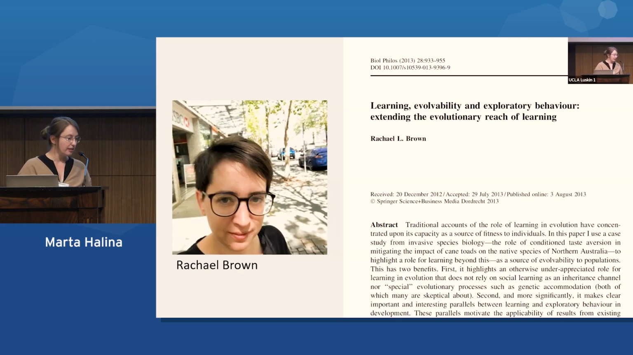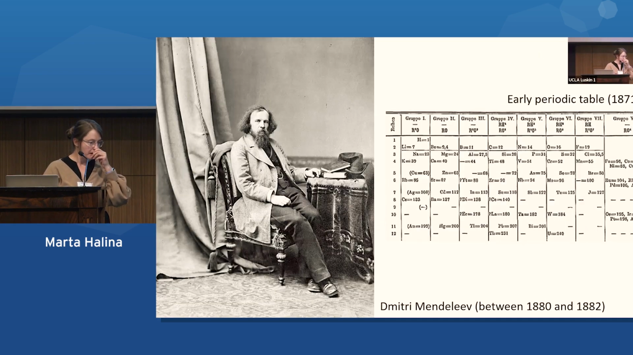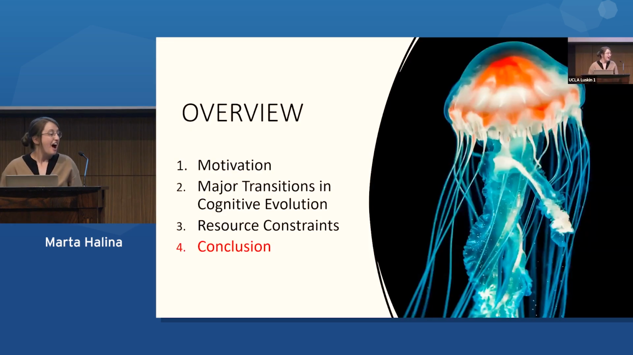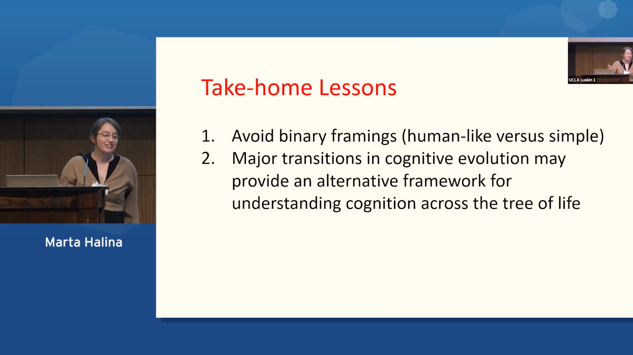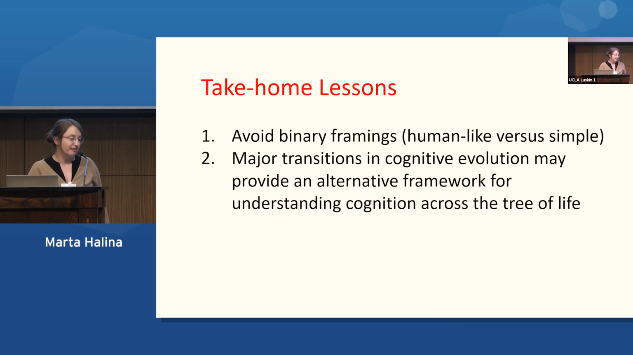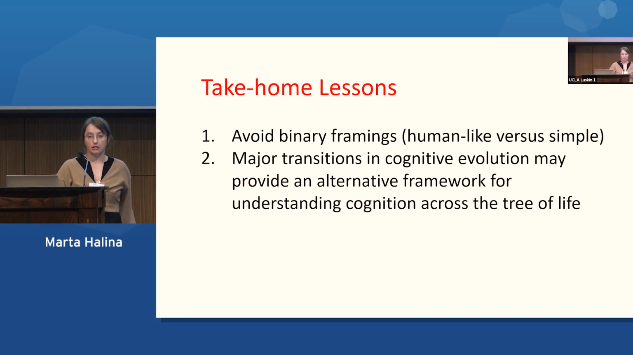All right, we've likened this account to the periodic table, but I won't go into that. So, two take-home lessons that I would like everyone to go away with if you take anything from this: we should avoid binary framings like human-like versus simple in comparative cognition, and major transitions in evolution may provide an alternative framework for understanding cognition across the tree of life.